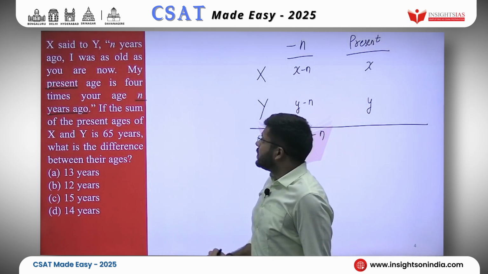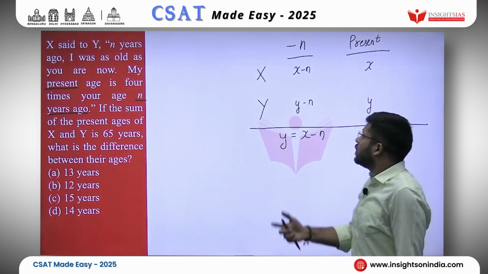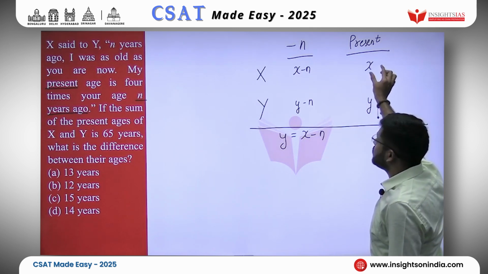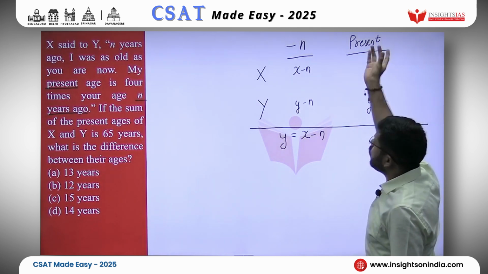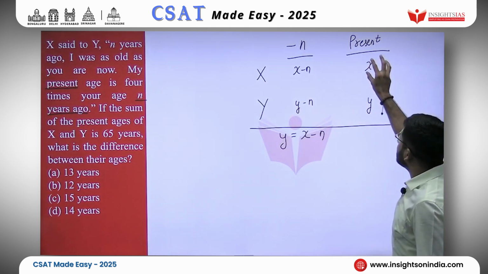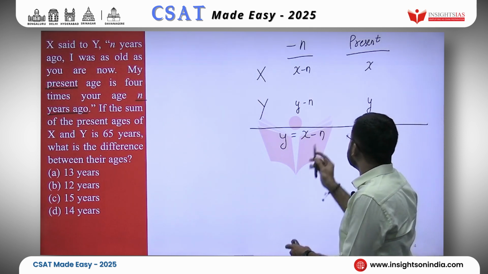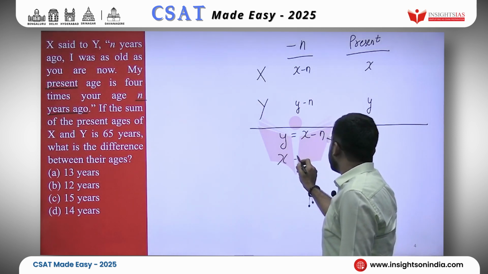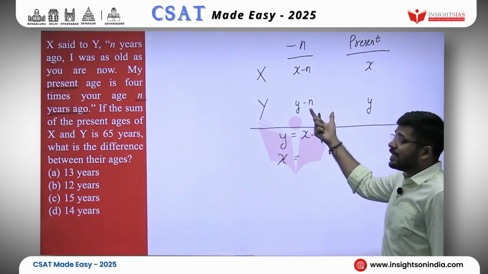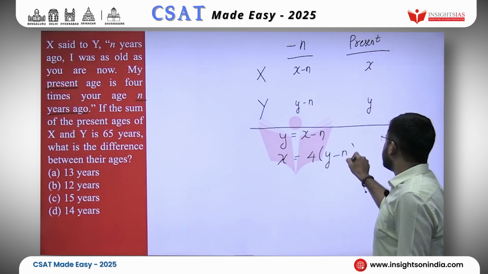Then what are they telling us? My present age is 4 times your age n years ago. Again X is saying this. His present age is x. So X's present age is 4 times Y's age n years ago. So X's present age is x, right? And what is 4 times Y's age n years ago? That would be 4 times y minus n.